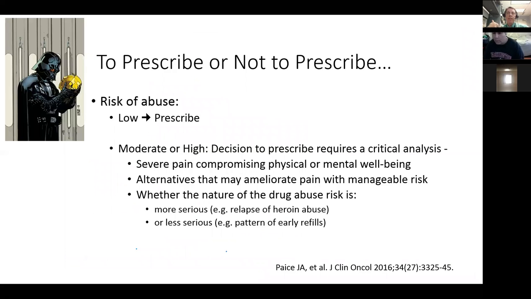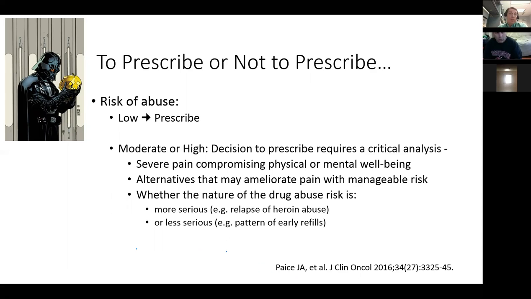And again, the ASCO guidelines point out that we need to make a decision about whether we're going to prescribe opioids or not. Where risk of abuse, based on our screening methodology, our history taking, and looking at their PMP results and other access to information, tells us that they're at low risk, then obviously we would move on to prescribe. But if they're in the moderate or high risk, then I think we need to ask ourselves some other questions.